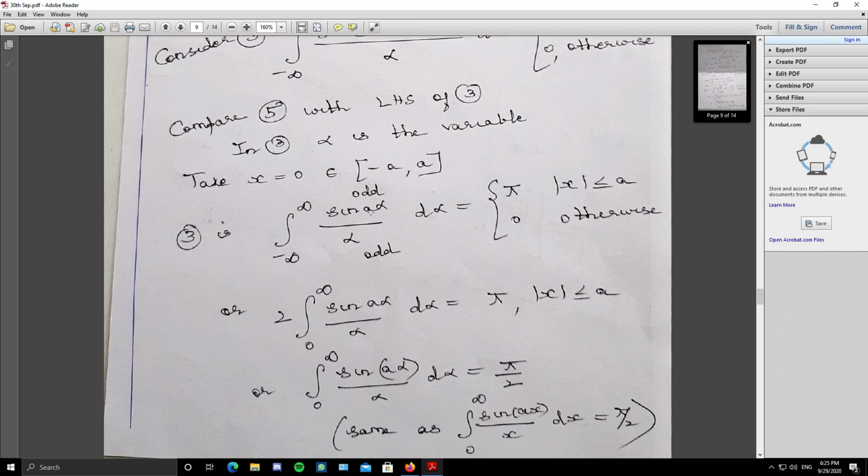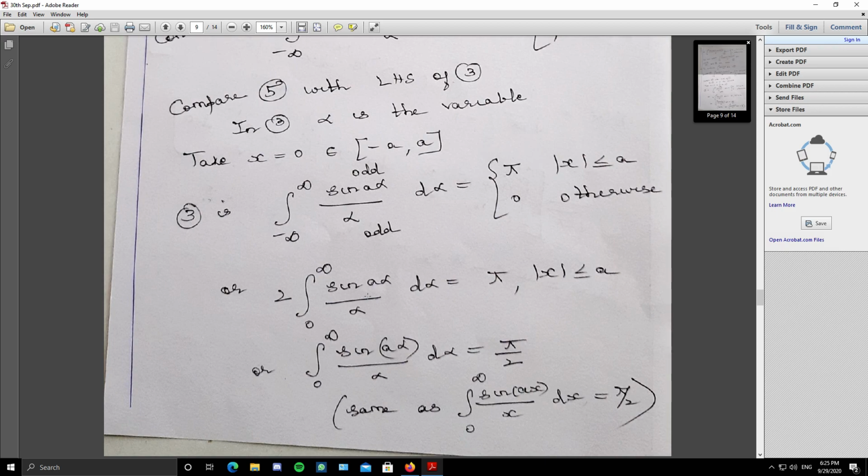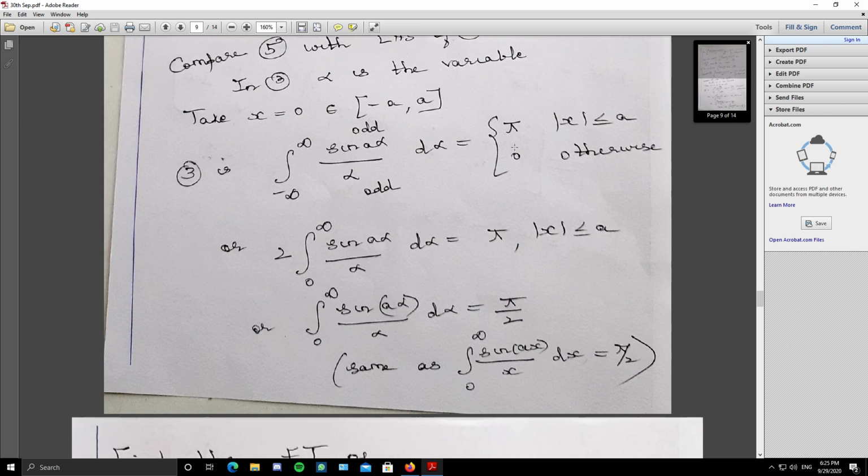Now the sine function is odd, alpha is also an odd function, so odd by odd is even. If it is even, you can write 2 times integral 0 to infinity sin a alpha by alpha d alpha equals pi when mod x is less than or equal to a. I am omitting the 0 part, we are not interested in 0. Then you take 2 to the other side. So integral 0 to infinity sin a alpha by alpha d alpha equals pi by 2.